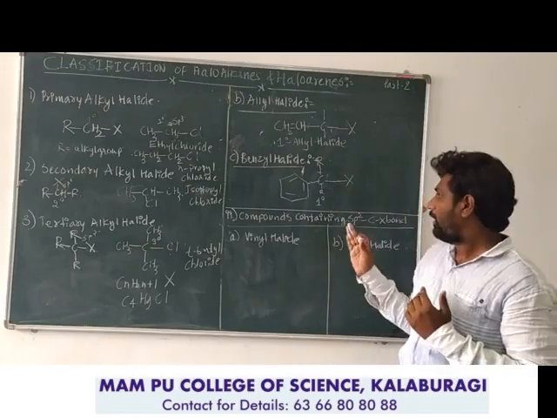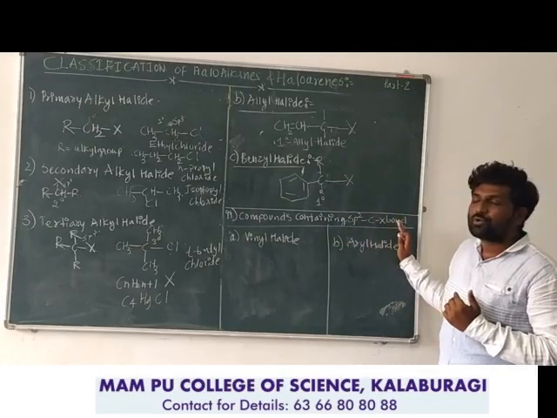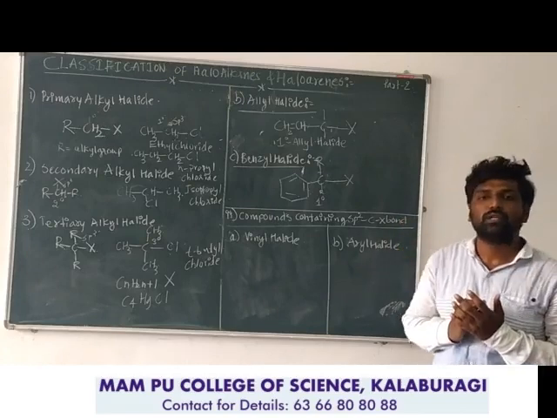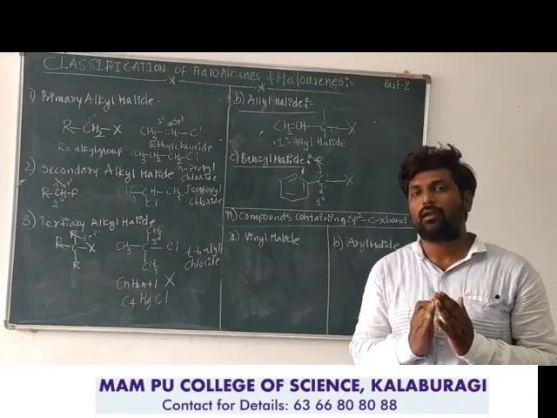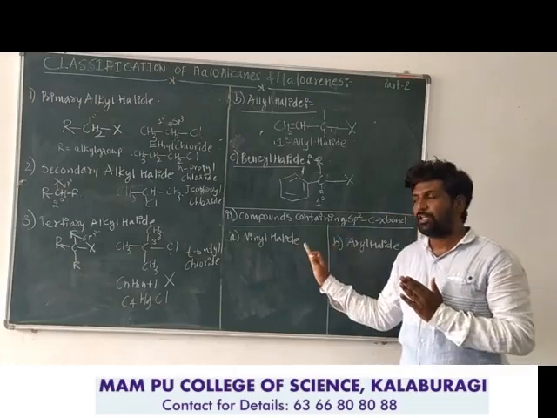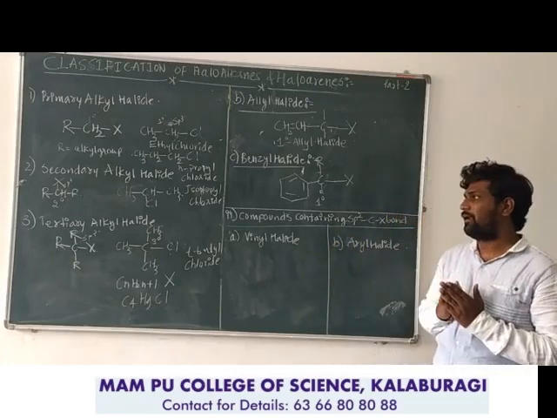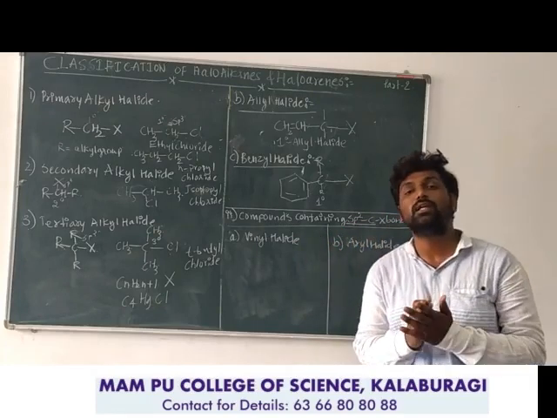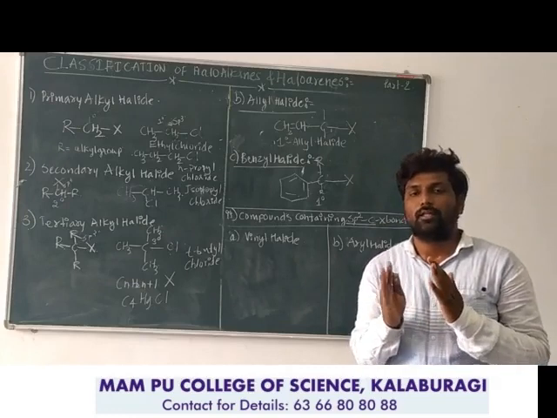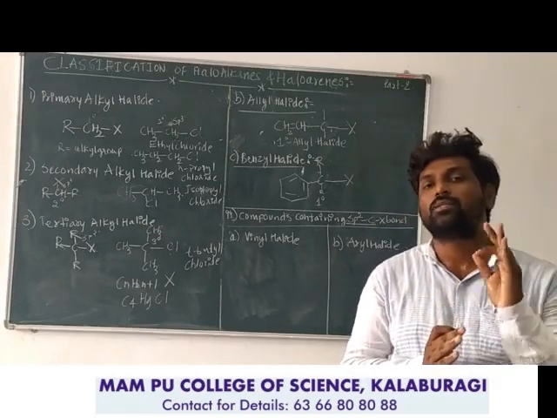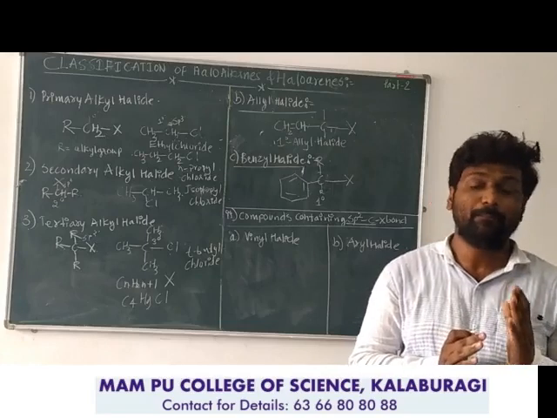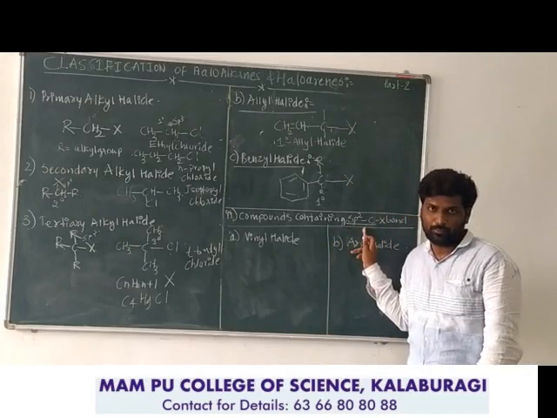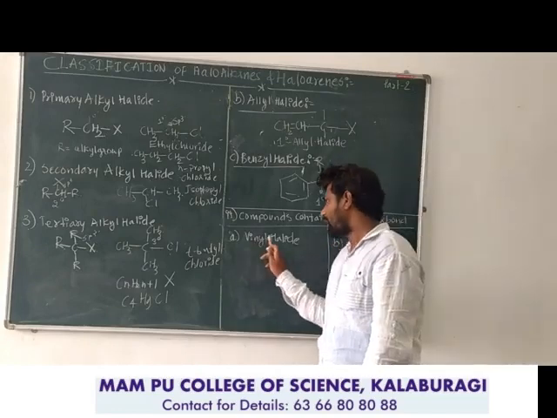is bonded. And the next one is compounds containing sp2 C-X bond. Okay, compounds containing sp2 C-X bonds are further classified into two types, vinyl halide and aryl halide. The name itself suggests compounds containing sp2 C-X bond. Here the halogen atom is bonded to the sp2 hybridized carbon atom, meaning the halogen is bonded to the carbon-carbon double bond. For example, vinyl halide.